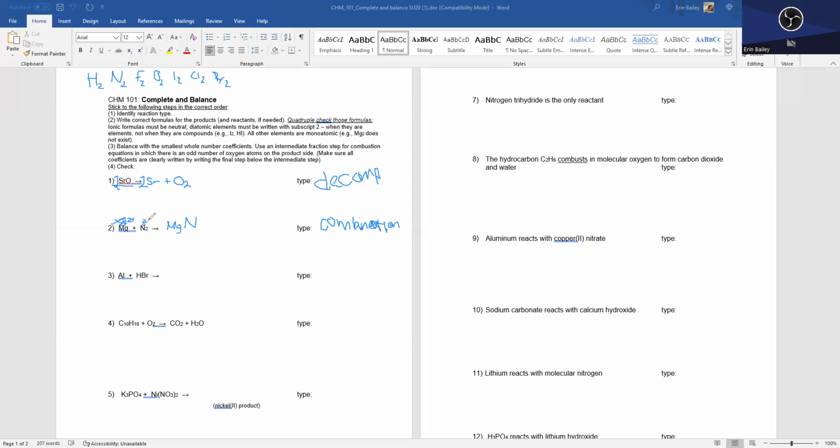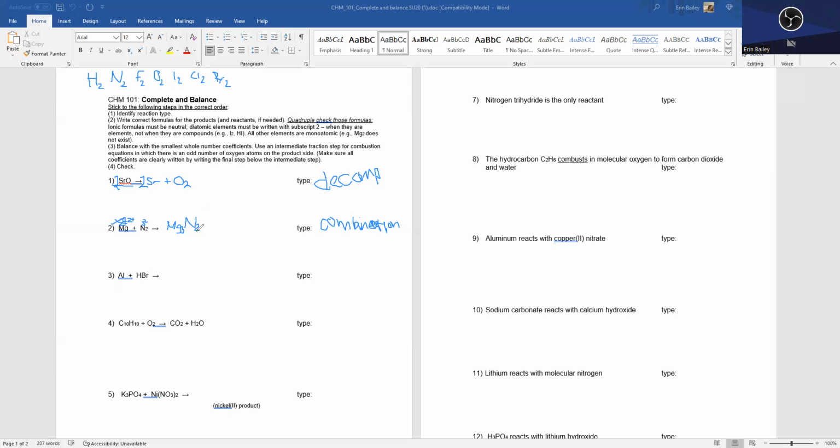So the only way we can balance out 2 positives and 3 negatives is by cross multiplying, so that this one is going to have 6 negatives. So this one, 6 negatives is going to be 3 times 2. This one, 6 positive is going to be positive 2 times 3. So it's going to be Mg3N2.